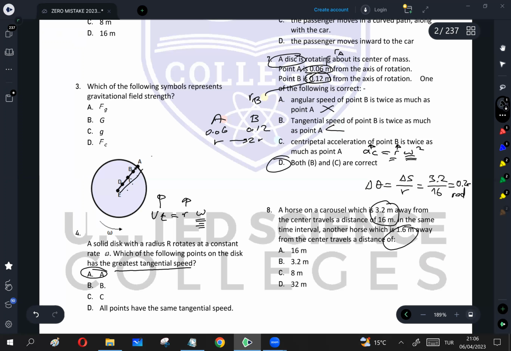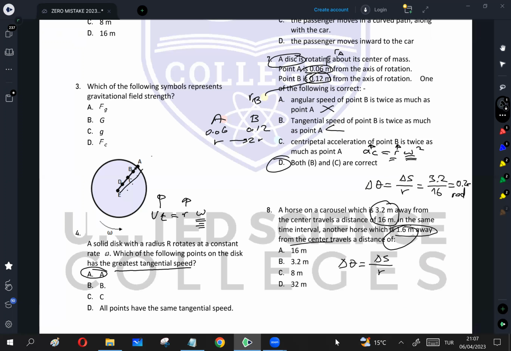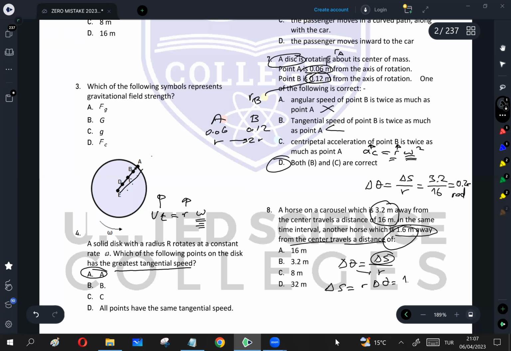I'm going to use this equation now with this angular displacement for horse B. The same angular displacement is delta S for horse B divided by radius. Another horse is 1.6 meters away from the center, and r is 1.6 meters. Cross-multiplying, I can calculate the distance traveled by the horse, which is delta S. Delta S is going to be r times delta theta. r is 1.6 for the second horse B. Angular displacement is 0.2. So when we multiply them, the result is going to be, I think, 3.2 meters.